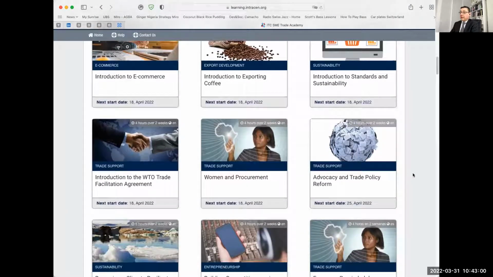For example, one of the key elements in the work that BSOs do is advocacy. And here is a course on advocacy and trade policy reform. So how to talk to the government and how to present proposals to the government on how to improve trade policy and make sure that these things can work.